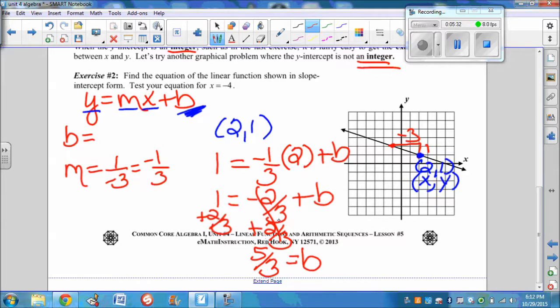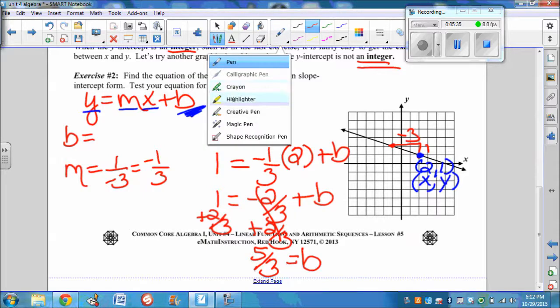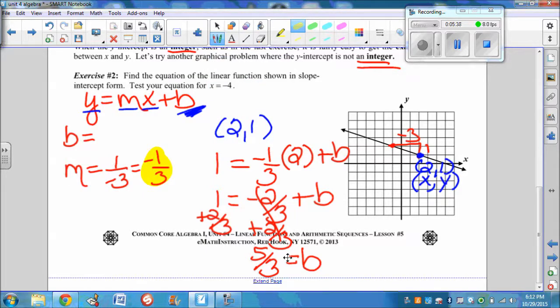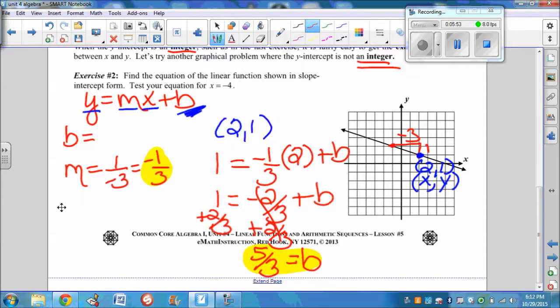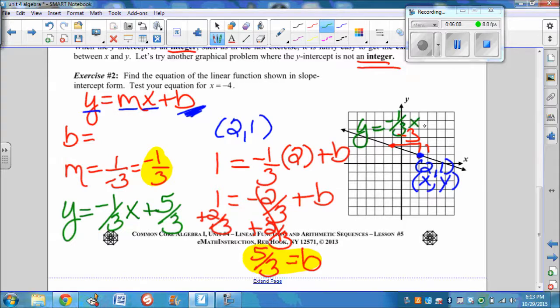So we've got our two parameters that I need to write my equation. We found the slope by the rise over run. Then we picked a point off our graph, 2, 1, and used it in our equation to find that y-intercept, which was not an integer and was not easy to find, but we could find it algebraically. So now, finally, we can write the equation. My equation is y equals negative 1/3 x plus 5/3. That would be the equation I would put on that line. Okay, let's go ahead and turn the page.